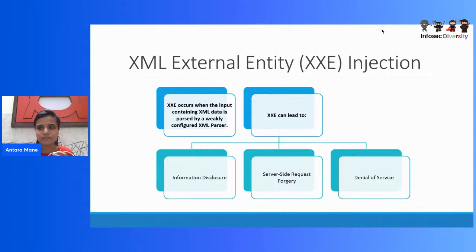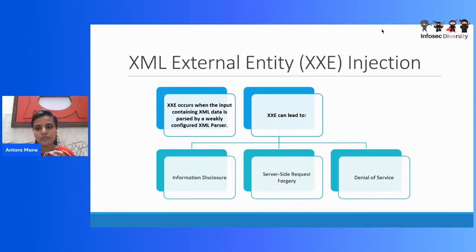Let's move on to the next one, that is an XML external entity, also known as XXE attack. So XXE is a web security vulnerability that allows an attacker to interfere with an application's processing of XML data, right? It often allows an attacker to view files on the application server file system, and to interact with the backend or external system that the application itself has access to, right? It attacks if the XML parser is weakly configured.